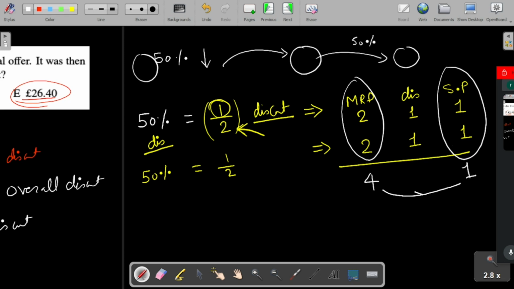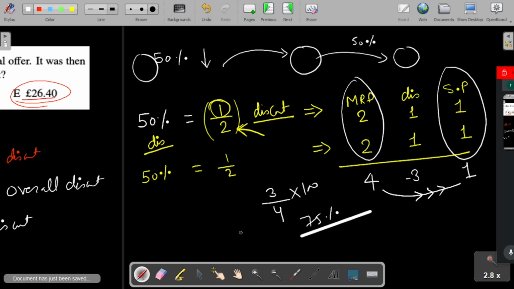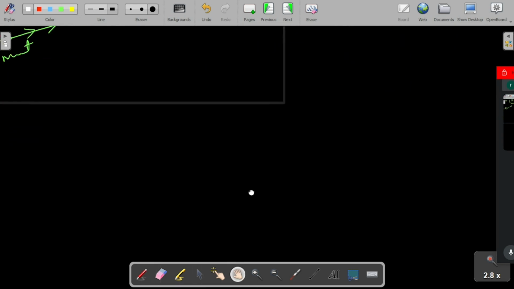How much discount you have given here finally? Out of 4 units of MRP, how much discounted? It's 3 units discounted. So find the percentage from here. It's 3 discount upon 4 overall into 100, so this is going to be 75%. Have you understood this or not? Okay, let me do this.